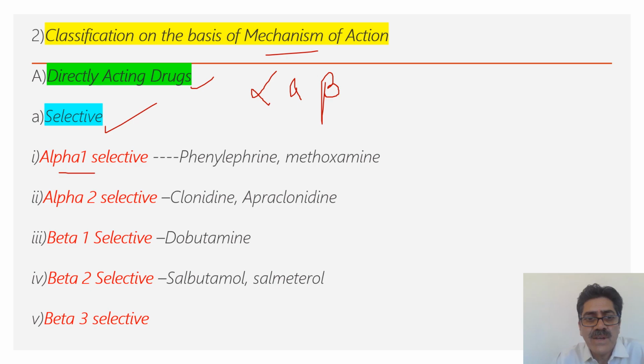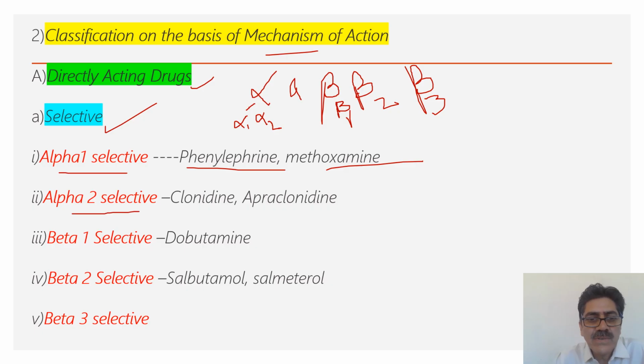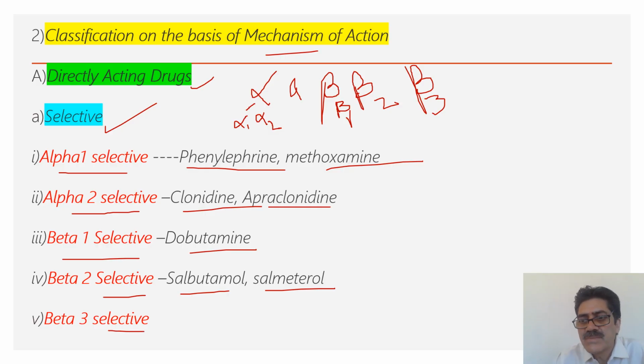If they are alpha 1 selective, they interact with only the alpha 1 receptor. Alpha 1 is a subtype of alpha receptors. The alpha receptor has two subtypes, alpha 1 and alpha 2. Similarly, beta receptors have different subtypes: beta 1, beta 2, and beta 3. Alpha 1 selective agents include phenylephrine and methoxamine. Alpha 2 selective agents include clonidine and apraclonidine. Beta 1 selective includes dobutamine. Beta 2 selective includes salbutamol and salmeterol. Beta 3 selective agents are under investigation.